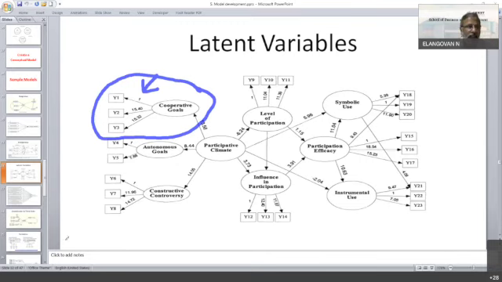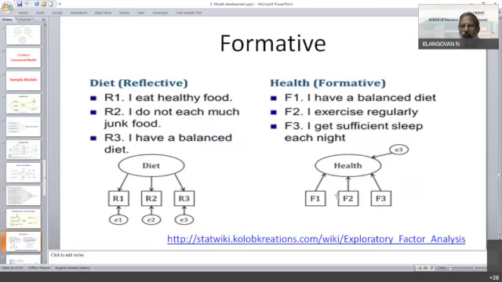But there is something called a formative construct, where the arrow will be like this. But this arrow is not influence. We need to understand that this arrow is not influence. This arrow is also a kind of loading, but it is called a formative loading. It is called a formative loading. So I can give an example.